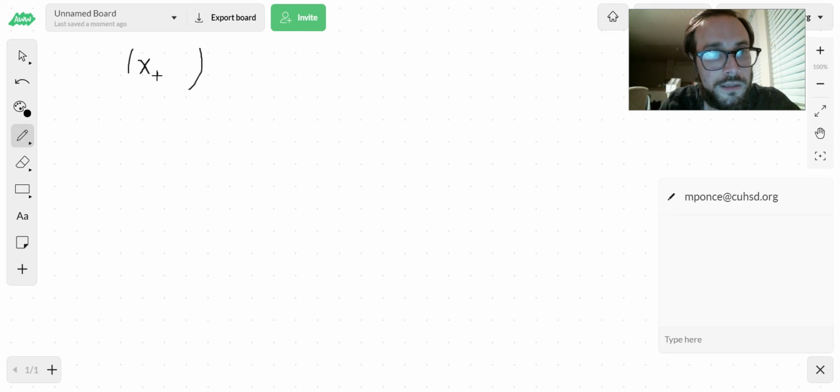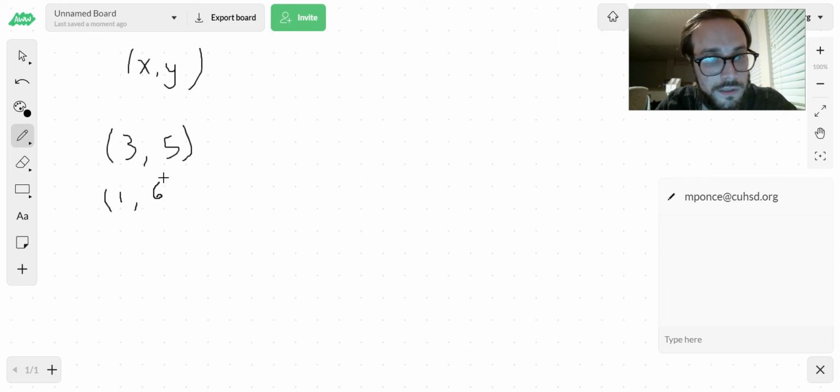x, comma, y, just to remind you guys the order that coordinate pairs go in. And let's say that I have the coordinate pair of 3, 5, and 1, 6. So I'm just saving those 2 points right there.